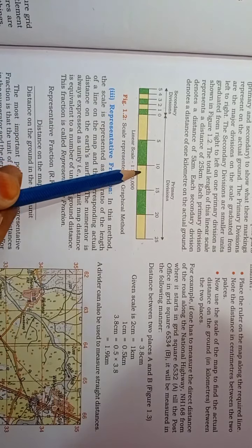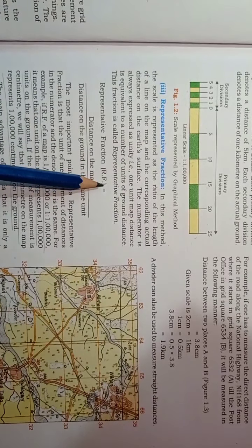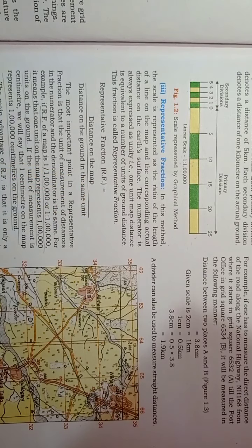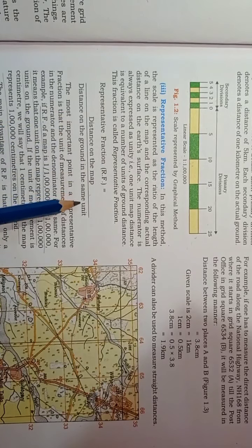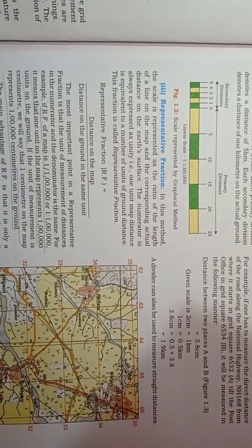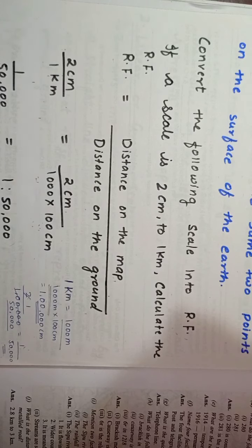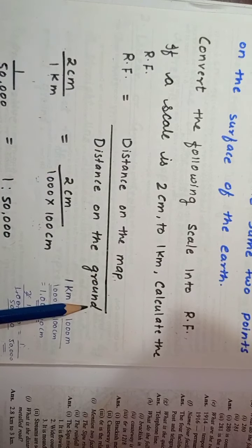Now the third method is the representative fraction, the RF. We are very much familiar with the name RF. So what is this RF? This is the distance on the map upon the distance on the ground, but we have to adopt the same unit here. I have written the formula here: RF is the distance on the map over the distance on the ground.